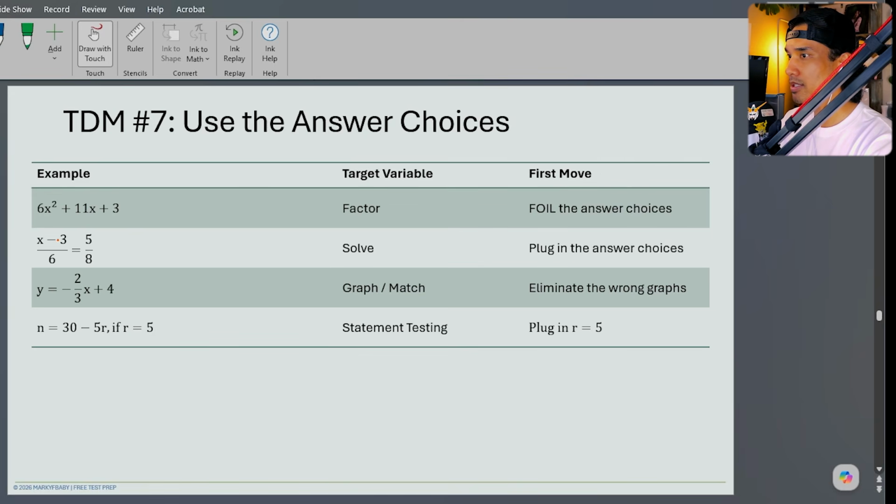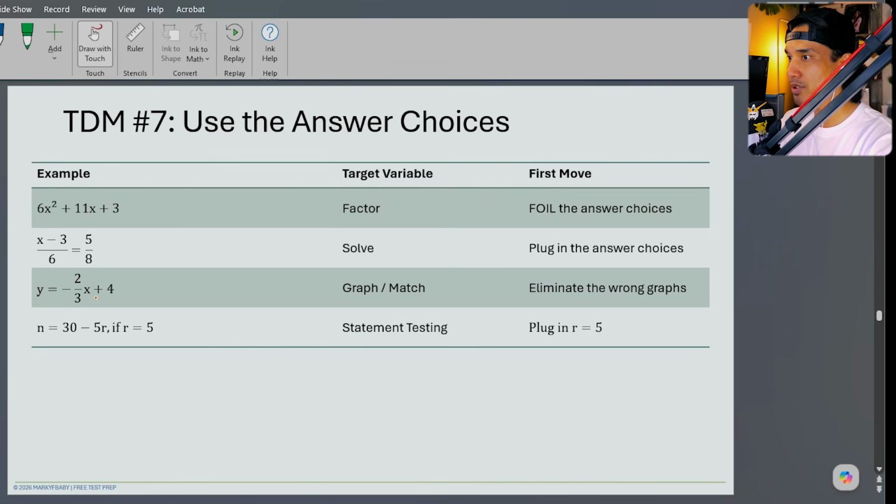I get here (x minus 3)/6 equals 5/8. Instead of solving, right, it's asking us to solve, right? And we could cross multiply. I could cross multiply 8 and then multiply this by x minus 3 and then 6 times 5. Well, I could just plug in the answer choices. If they give me the answer choices, I could do (6 minus 3)/6. I could just plug it in, given the answer choices.